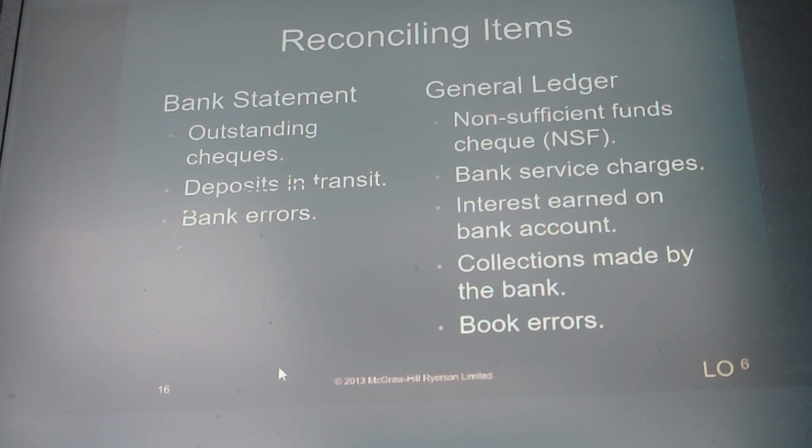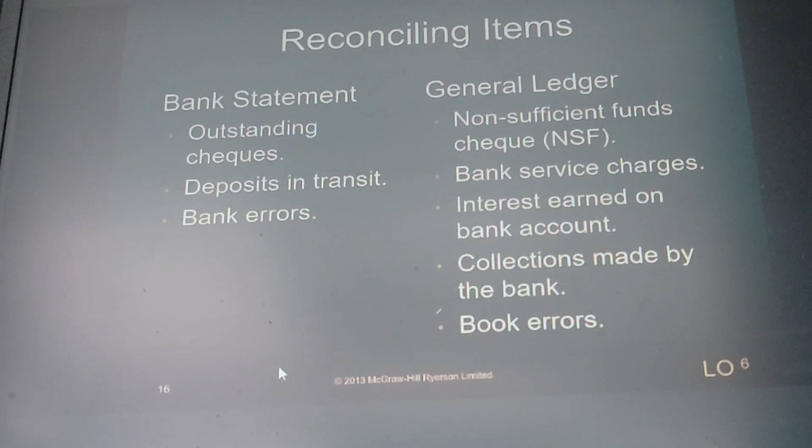Any errors, bank errors, can be plus, minus. They make errors. So there's a check that's 1,000, they recorded 900 or 1,100. So plus 100, minus 100, you have, oh, okay. So this is bank error and can be a book error as well.